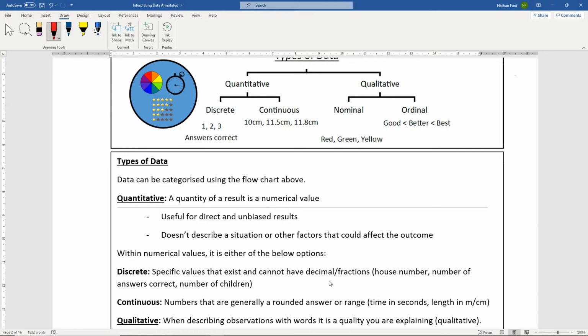The other one is then we've got qualitative. So we've got our qualities. So there's two. Now, this is where it might be new to you. So we have nominal. We'll come back to that in a second. And we've got ordinal.